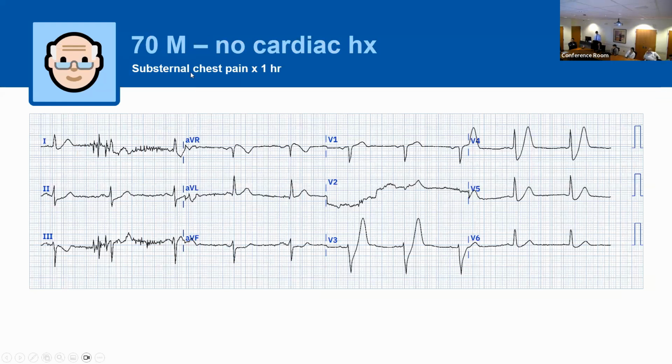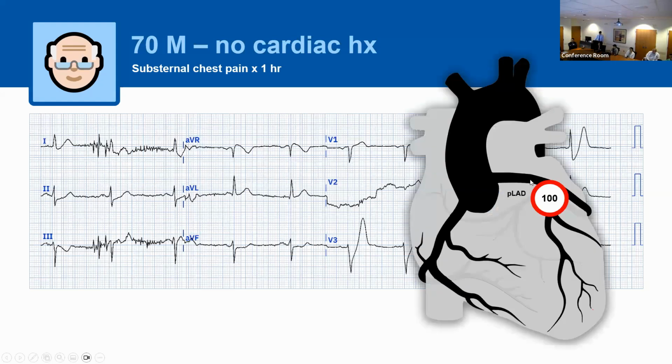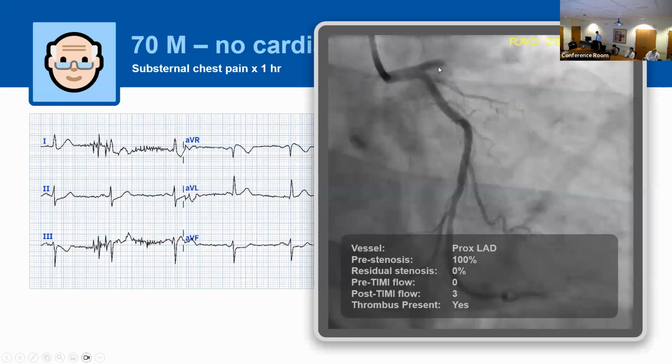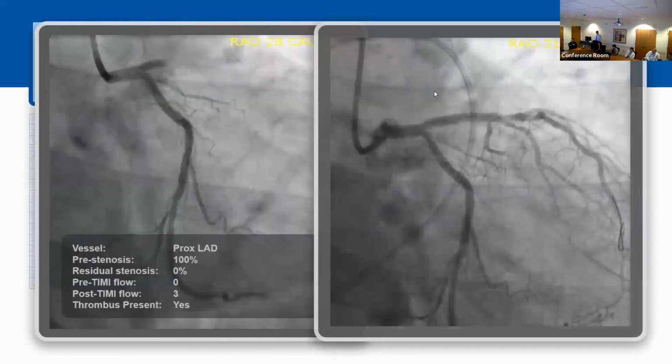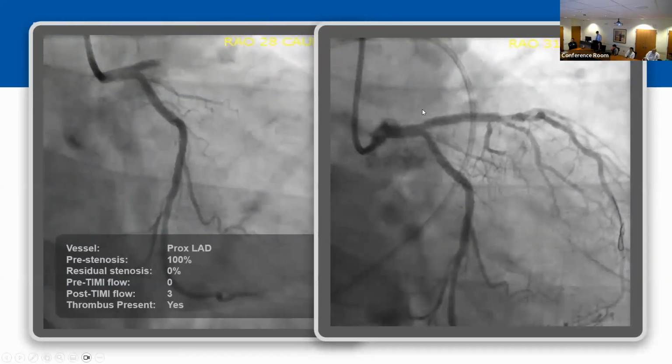A 70-year-old man with substernal chest pain. This was promptly identified by one of our former fellows, who's now an EP fellow. But it starts off with an ST depression evolving into a broad symmetric hyperacute T wave. And this patient was found with a 100% thrombotic occlusion of his proximal LAD that was promptly revascularized.